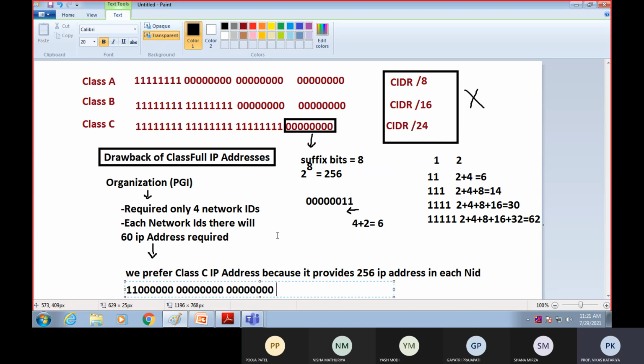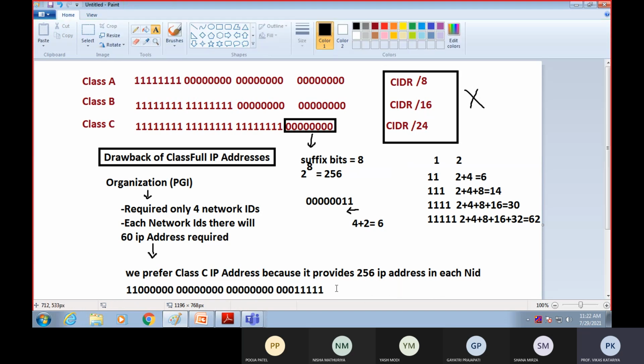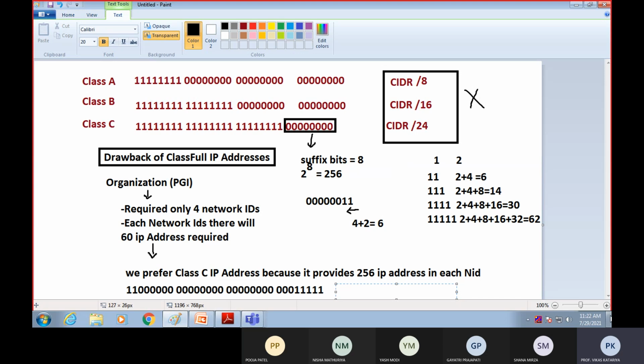We required 4 network IDs, so 2 network IDs will be wasted. There is no issue, since 2 is very few network IDs. So let's waste them, and the host bits will be set to 5 ones. 1, 2, 3, 4, 5. Total 8 bits, yes. So that is the CIDR notation.